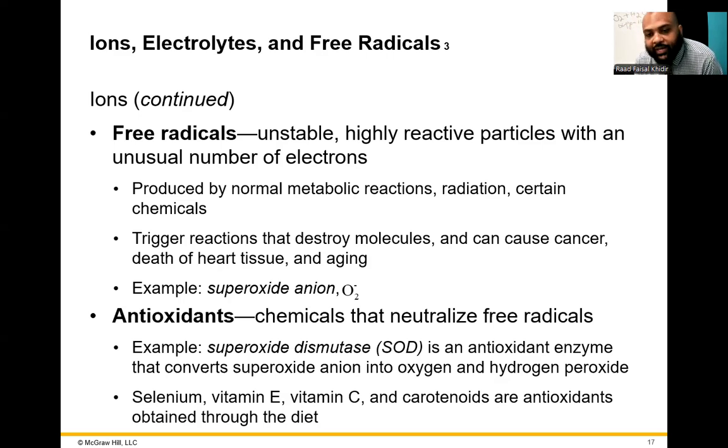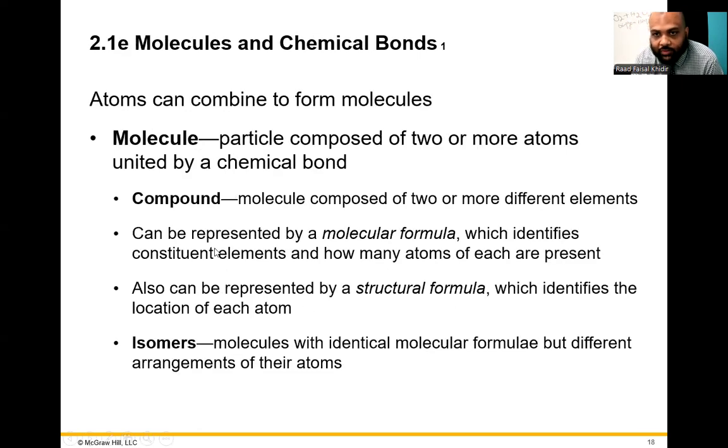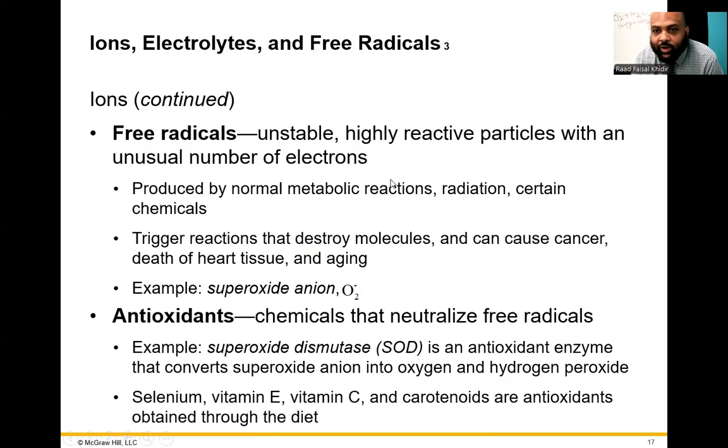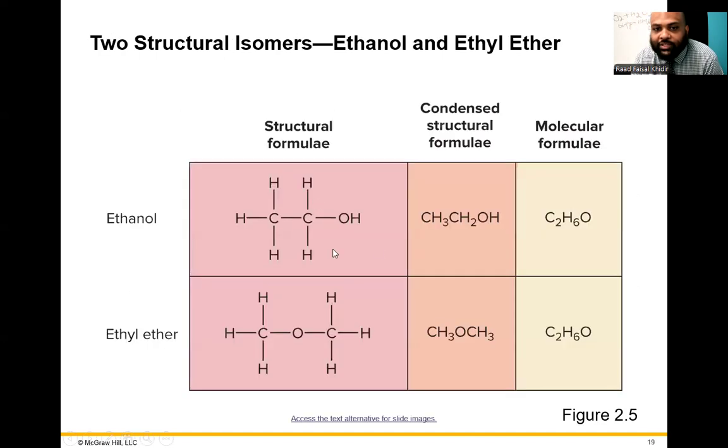The superoxide dismutase is an enzyme that's an antioxidant, but there are other antioxidants like vitamin E, vitamin C, and carotenoids. These are really helpful for removing oxidants. So a molecule has many atoms. Okay, so now let's talk about this structure.